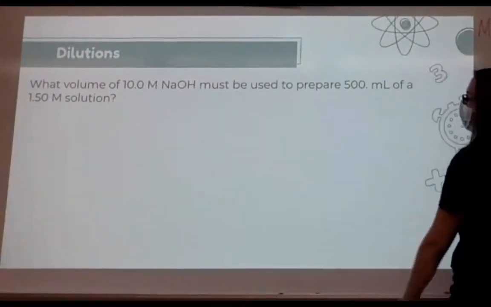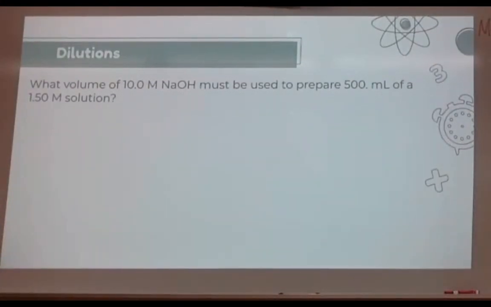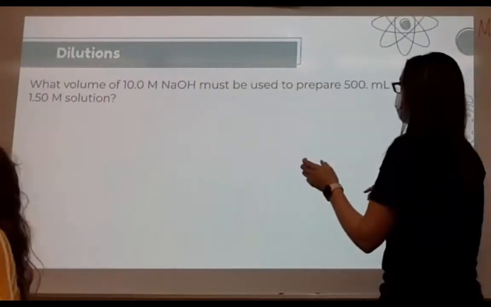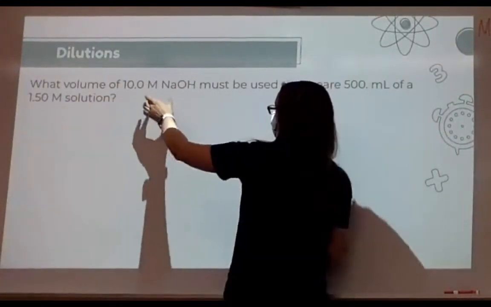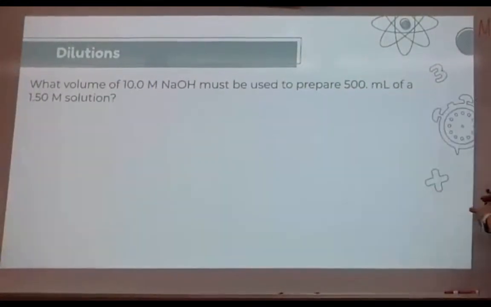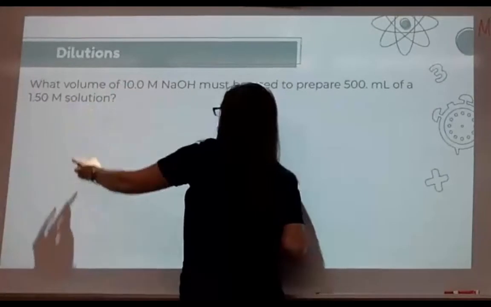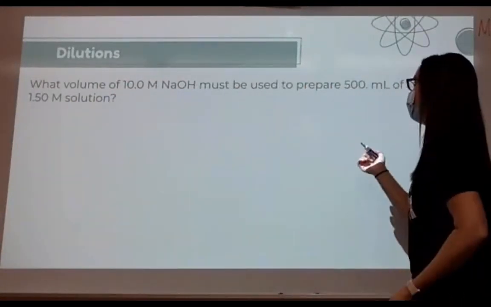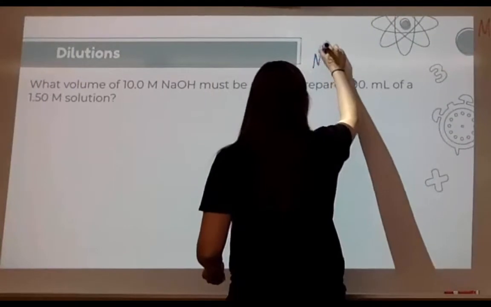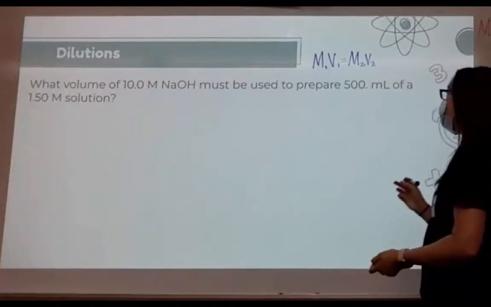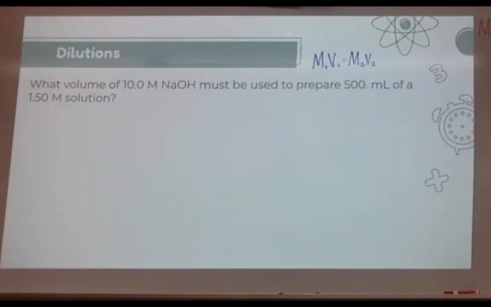So this is: what volume of 10 molar NaOH must be used to prepare 500 milliliters of a 1.5 molar solution? When you have what's called a stock solution, typically a higher concentration solution, and you are changing the concentration, it is the same substance. This is still NaOH. I'm just going from 10 molar NaOH down to 1.5 molar NaOH. I'm going to use the dilution formula, M1V1 equals M2V2. I use this when I prep solutions for every lab.